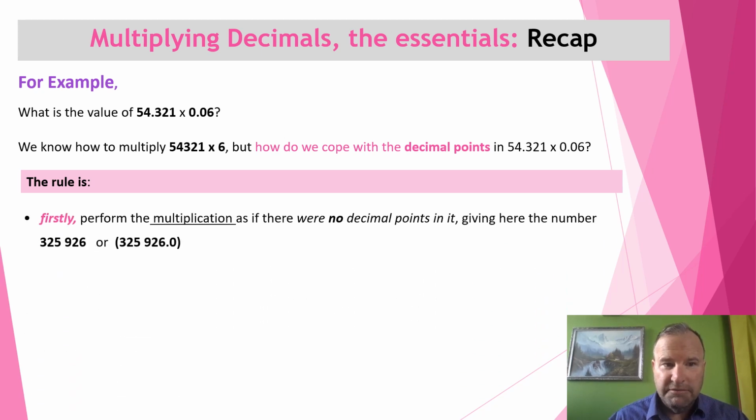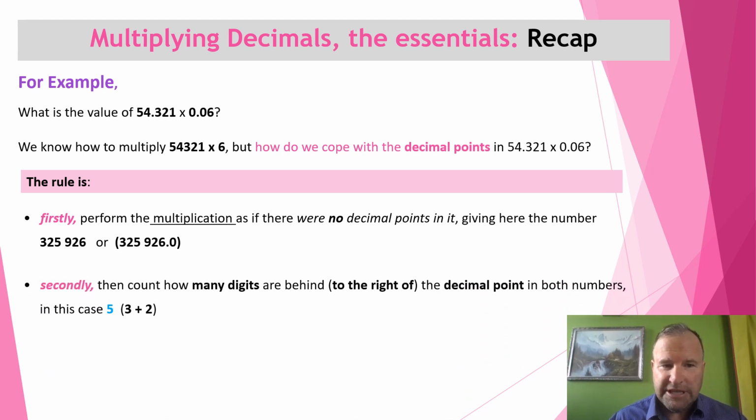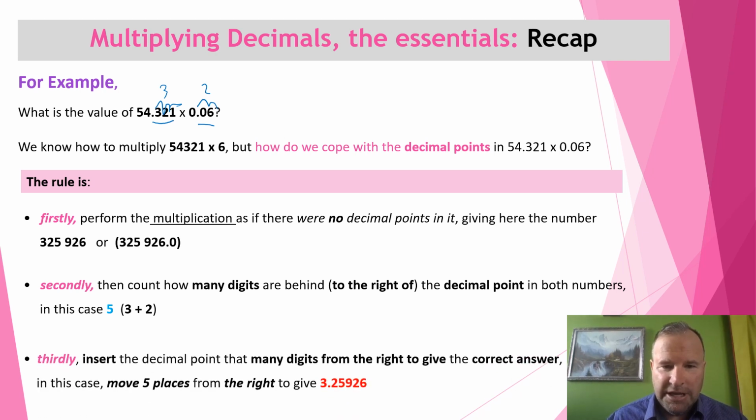Remember the rules. Number one, firstly, perform the multiplication first, as if there are no decimal points. Secondly, count how many digits are behind, or to the right of, the decimal point in both numbers. In this case, there is 5. So remember, we had a look here. That is 1, 2, 3, and that is 1, 2. So that's 5 in this case. That's how we get it from the original numbers. And then lastly, we count from the right of the decimal point, and we get the answer 3.25926.